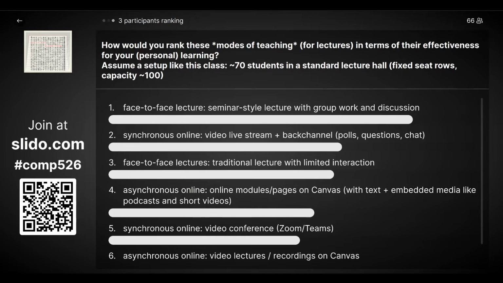I totally agree with the first one. I think this is the best. It's just super expensive and doesn't scale, so hardly any university affords to do that for the majority of lectures. We'll have the tutorials which go a little bit in that direction. Synchronous online, people hate it when they had to do it. Now it seems more popular. That's interesting.